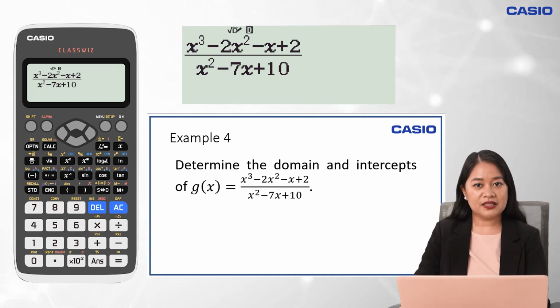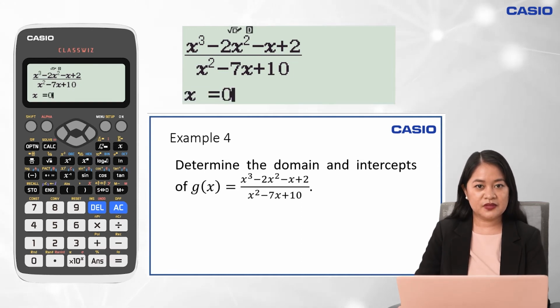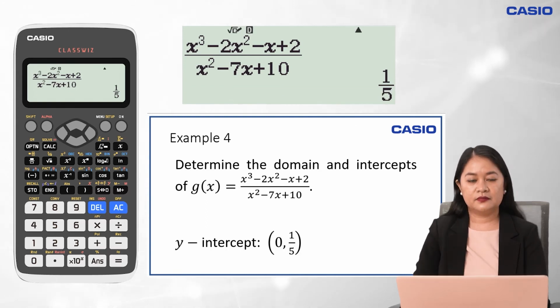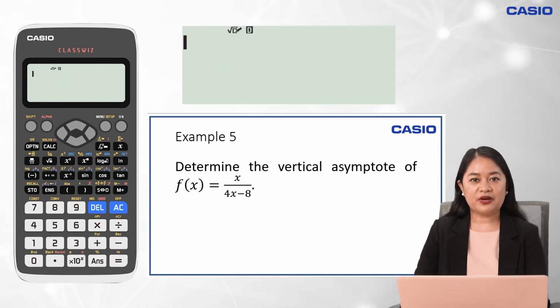Then press Calc and input 0 for the value of x. Then press the equal sign twice. Therefore, the y-intercept is 1/5, or the graph of this rational function will pass through the y-axis at point (0, 1/5). For example 5, we will identify the vertical asymptote of this rational function.